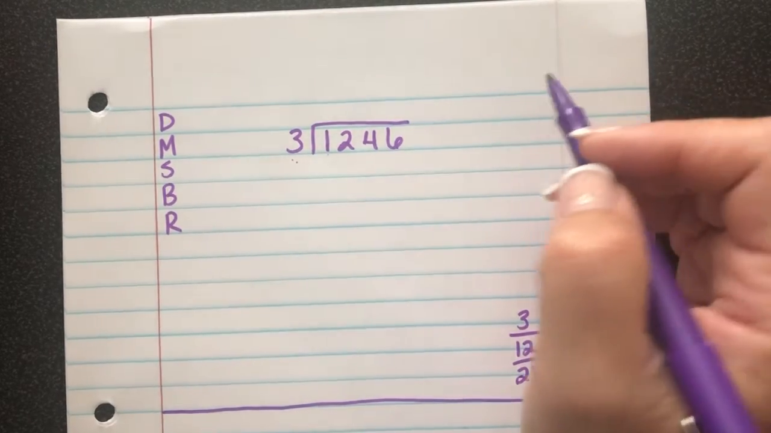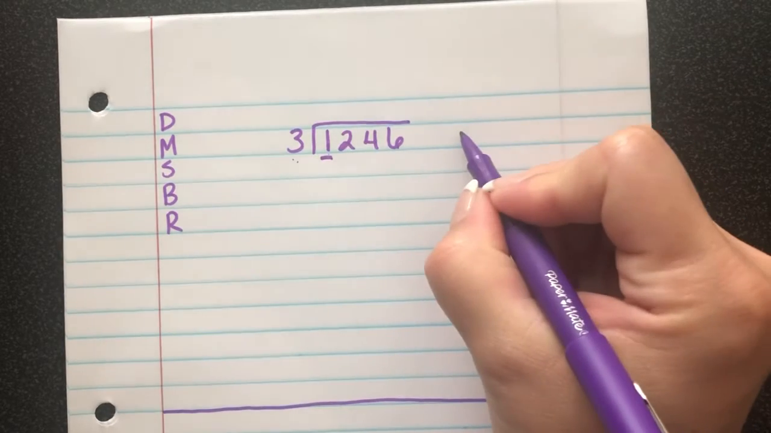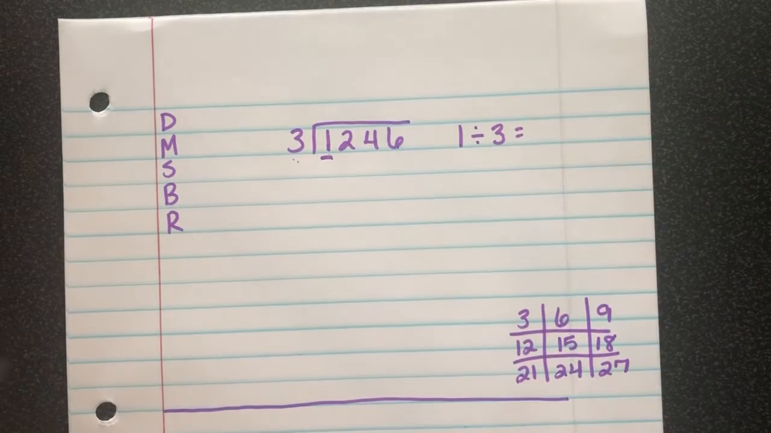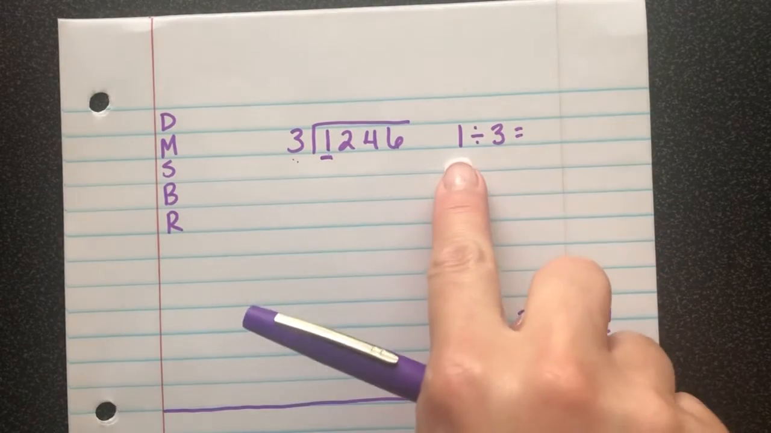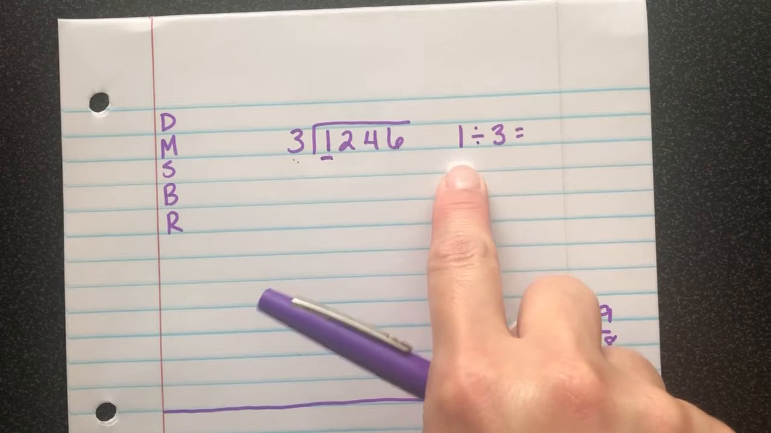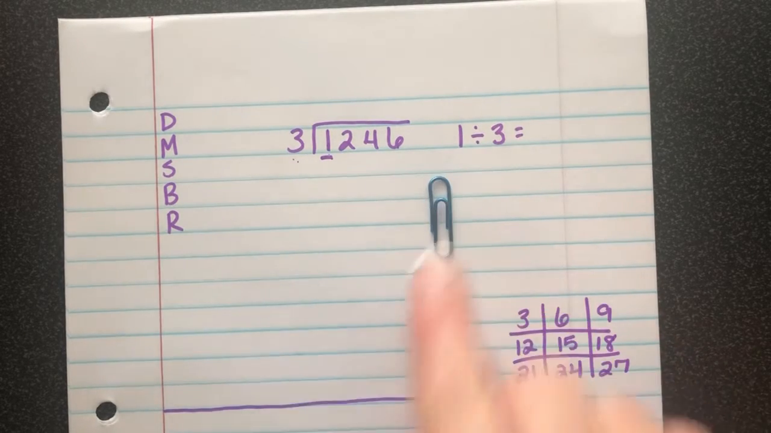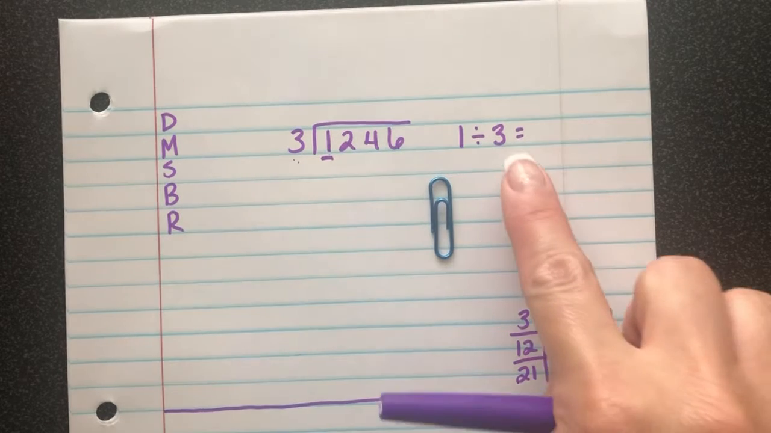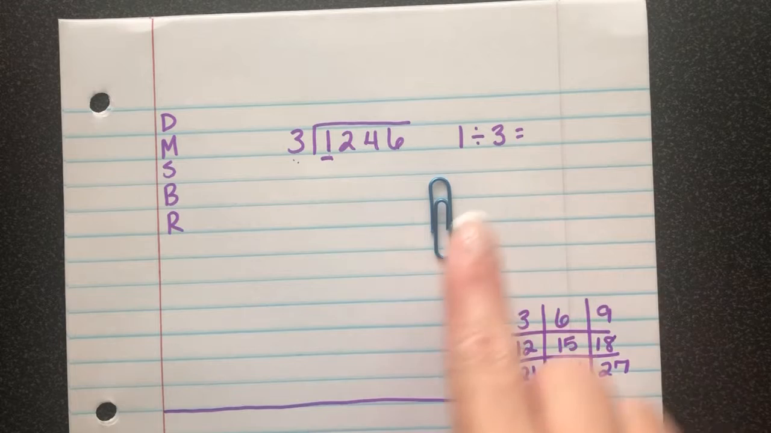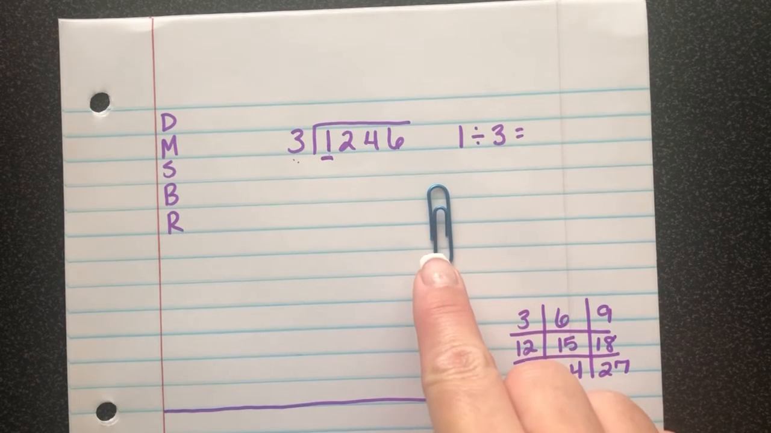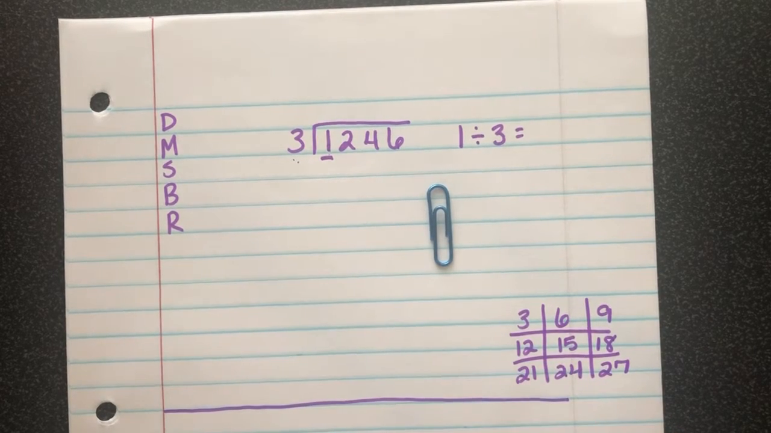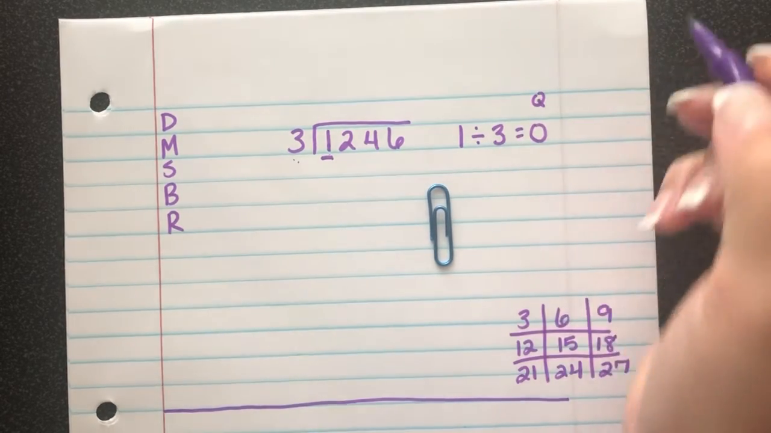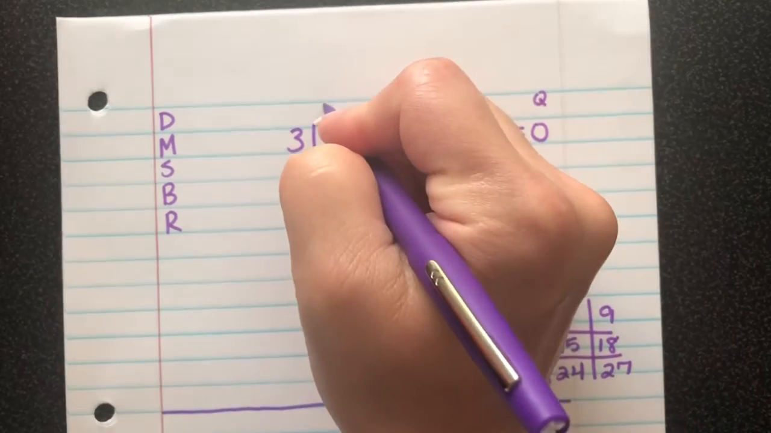All right, so starting off, I'm going to try to divide my first digit by my divisor, okay? Remember, a dividend is the total amount of something that you have, okay? And I've been using paper clips, okay? So I have a total of 1 paper clip, and I want to take a group of 3 paper clips out of it. Obviously, I can't do that because there's only 1, okay? So I can take 0 groups out because I don't have enough, okay? That 0 is going to be a quotient, so I'm going to put that 0 up here.